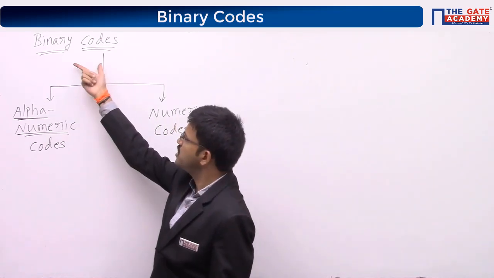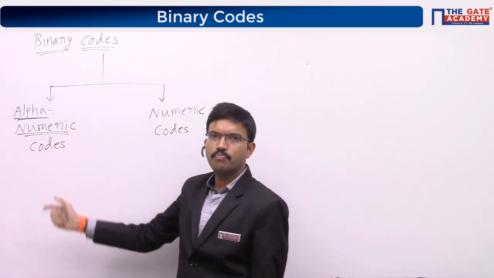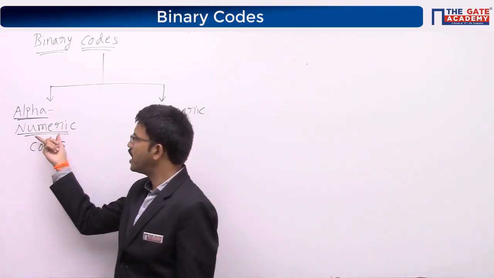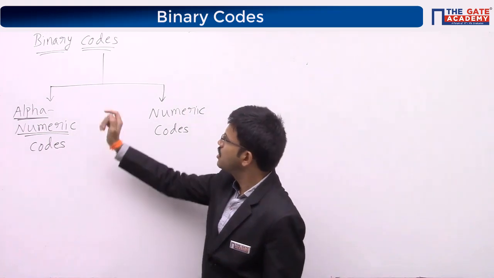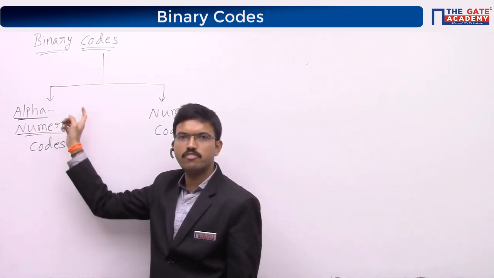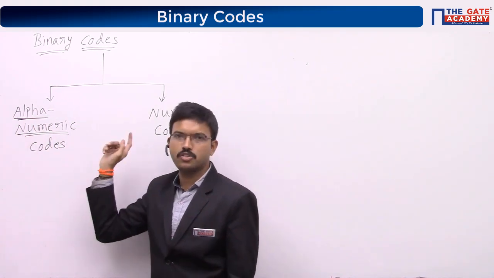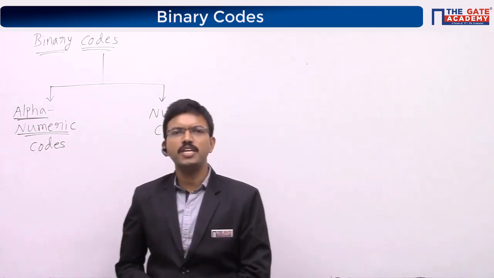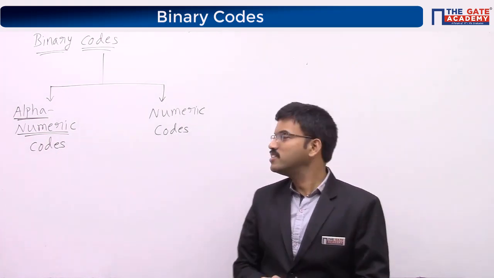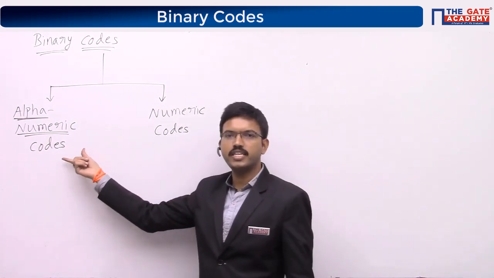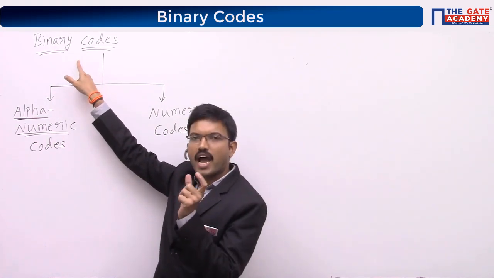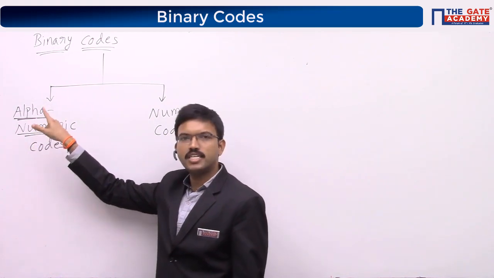A binary code is said to be alphanumeric code if it can be used for representing both alphabets and numbers. That means if a binary code we are using for representing both alphabets and numbers, then we will call it an alphanumeric code. Whether hexadecimal number system belongs to alphanumeric code or not? Just go through the sentence whatever I have given.